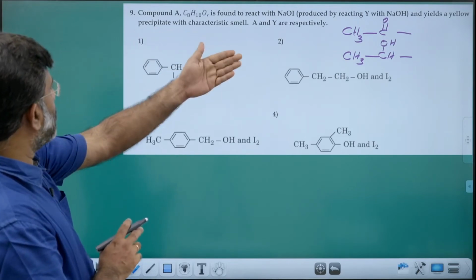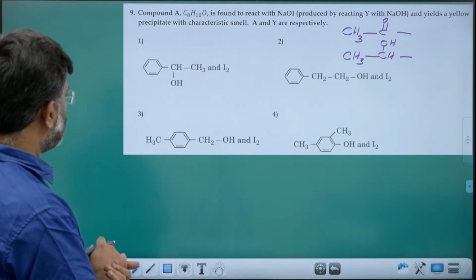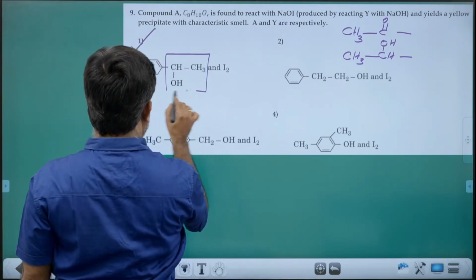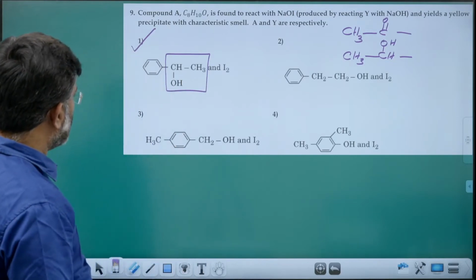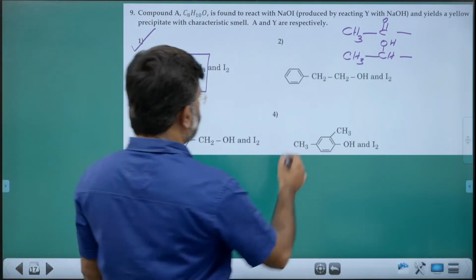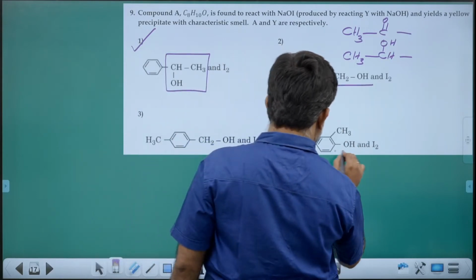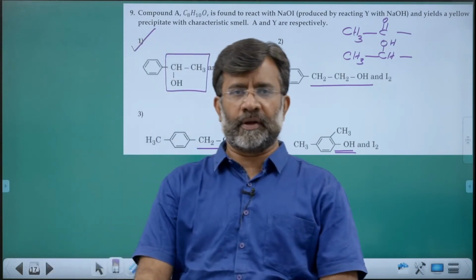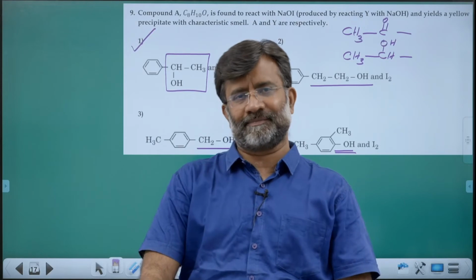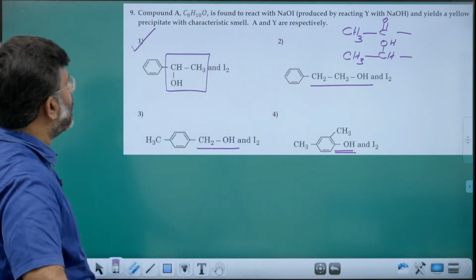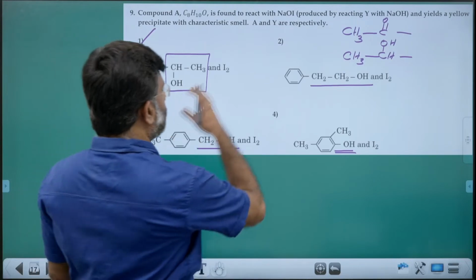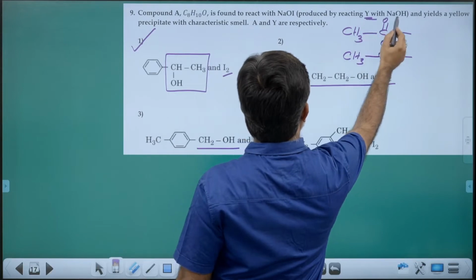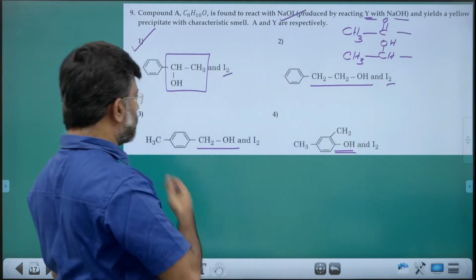It is commented that a yellow precipitate is obtained. The iodoform test is given only by one choice. See, here only you have the methyl keto group. Here there is no methyl carbinol group. This is a phenol derivative. Here also no methyl carbinol group. So the methyl carbinol group we find only in one choice, and that is the answer. And what about Y? Y is the same in all cases: I2. So it is I2 with the NaOH, you are getting NaOI. There is no confusion in that.